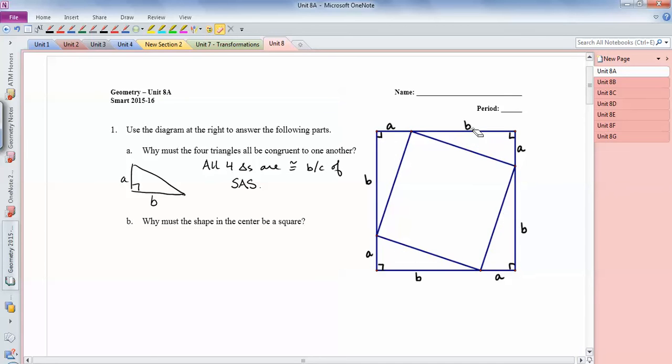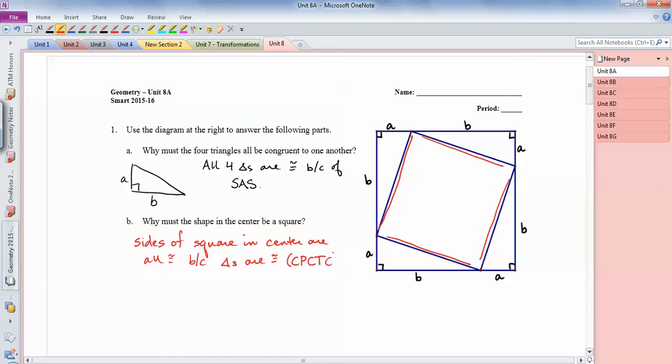Next question is why does the shape in the center have to also be a square? Well, we need four right angles and four congruent sides. The congruent sides we can get because since we know all four triangles are congruent, we know that these sides all have to match up because of CPCTC. So the sides of the square in the center are all congruent because the triangles are all congruent. So what we're really doing is we're saying corresponding parts of congruent triangles are congruent. So this is four congruent sides.